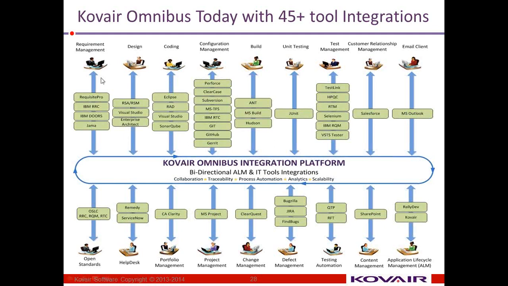CoWare Omnibus has adapters for most of the major tools in the market, and this slide shows the different adapters that we have for the different tools. Talking about the requirements management tools, we have adapters for Requisite Pro, RRC, DOORS, JAMA. For configuration management, you can see a long list of tools. For test management, we have adapters for TestLink, HPQC, RTM, and more.